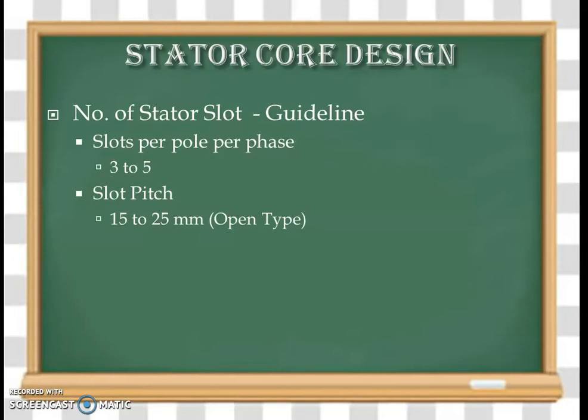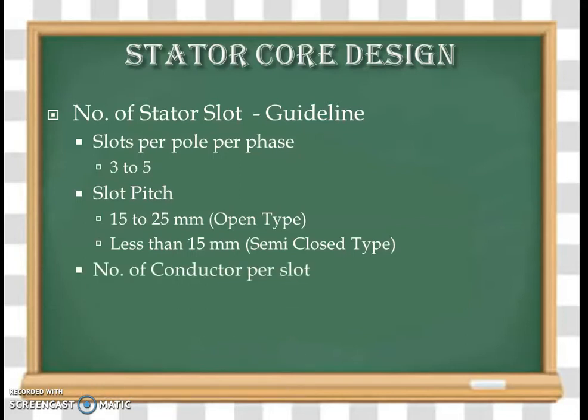We normally take 15 to 25 millimeter for open type of slot, or less than 15 millimeter. Sometimes, mostly, we take 10 millimeter. So 10 millimeter to 15 millimeter for semi-closed type of slot. Then we have number of conductor per slot. Specifically in case of double layer winding, we have to take an even number, and it is always an even integer. So this much of guideline we must consider while deciding the number of stator slots.